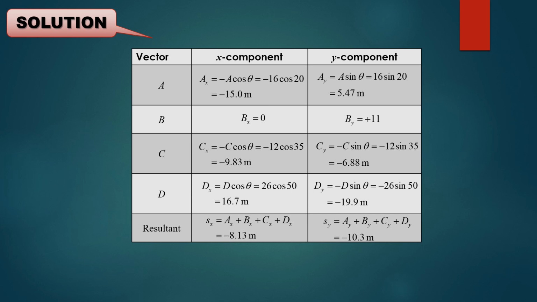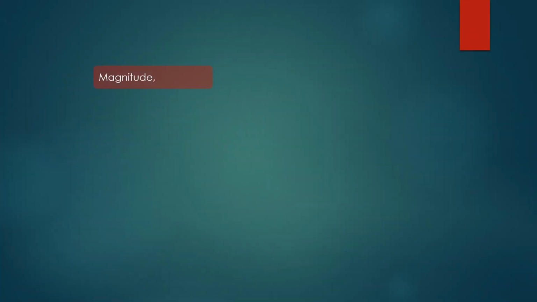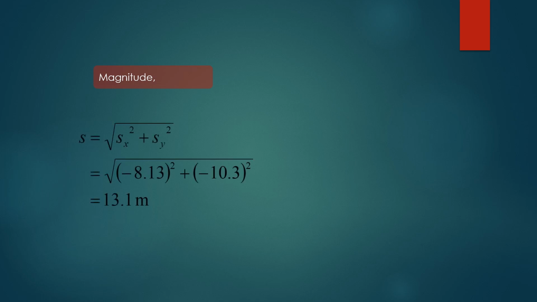And class, the solution here doesn't stop. We have to find the magnitude. So the magnitude has the equation that you have learned before, where the X plus the Y, and we will have 13.1 meter. And we have the direction, that is last but not least, and the answer will be 51.7 degrees, where the Y component is divided by the X component. If let's say now it has the value of negative, just put the negative back. If it's positive, just put positive.